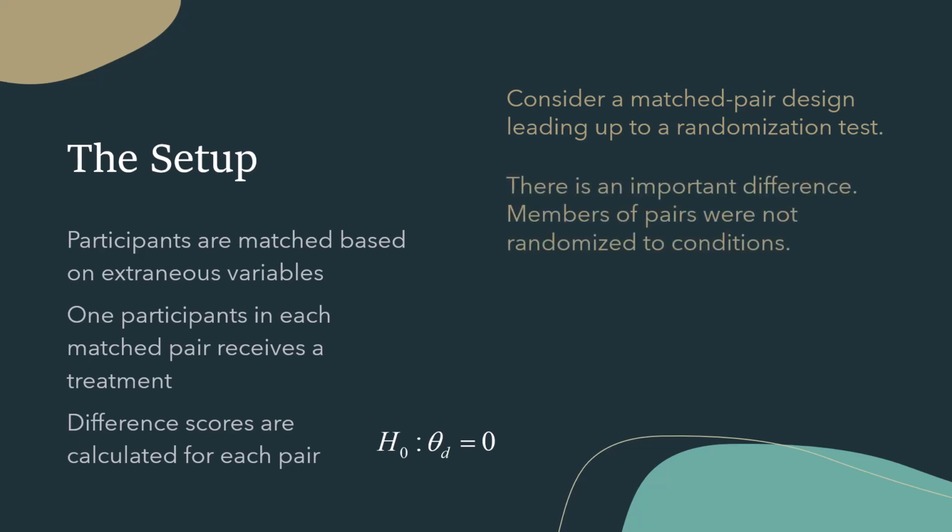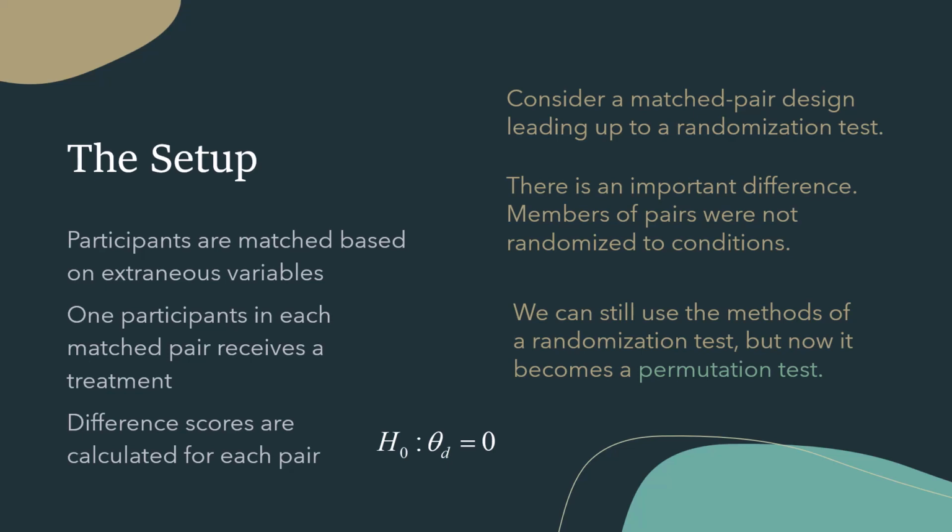There is an important difference in this setup from the one that we used in the randomization test. Members of pairs were not randomized to conditions. When you conduct a statistical analysis and use functions in your statistical software, those functions have no way of knowing how you designed the study. The fact that we use this design still yields a set of difference scores that we can analyze. We can still use the methods of a randomization test, but now it becomes a permutation test.